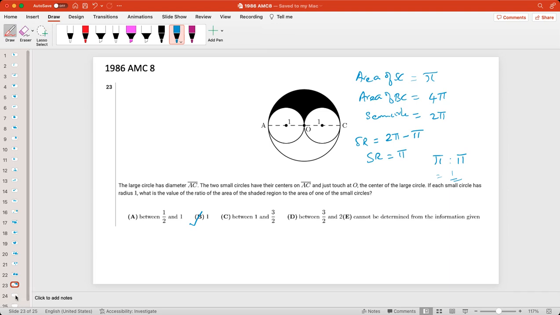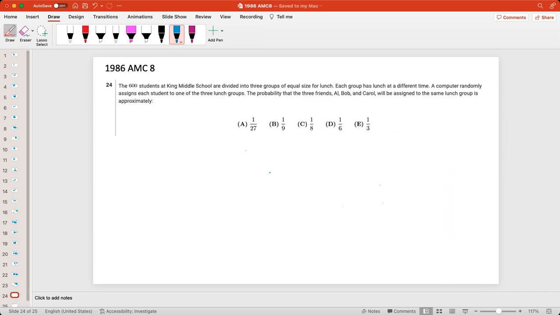Going to the next question. 600 students in King Middle School are divided into 3 groups of equal size for lunch. So we have 3 groups. Each group has lunch at a different time. A computer randomly assigns each student to one of the 3 groups. The probability that the 3 friends, Al, Bob, and Carol, will be assigned to the same lunch group is approximately.